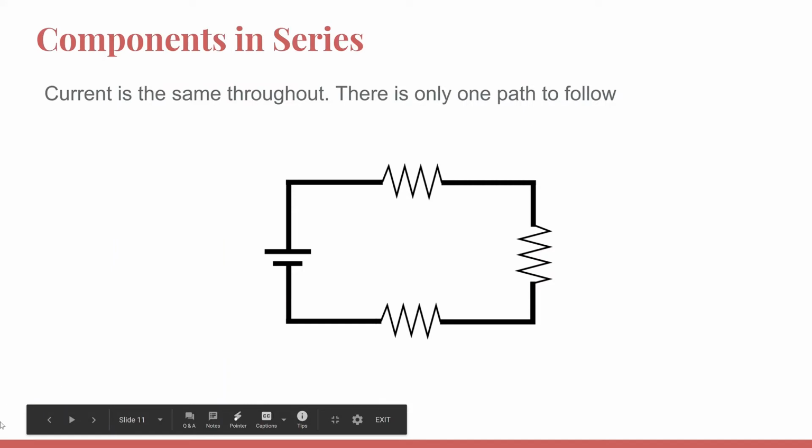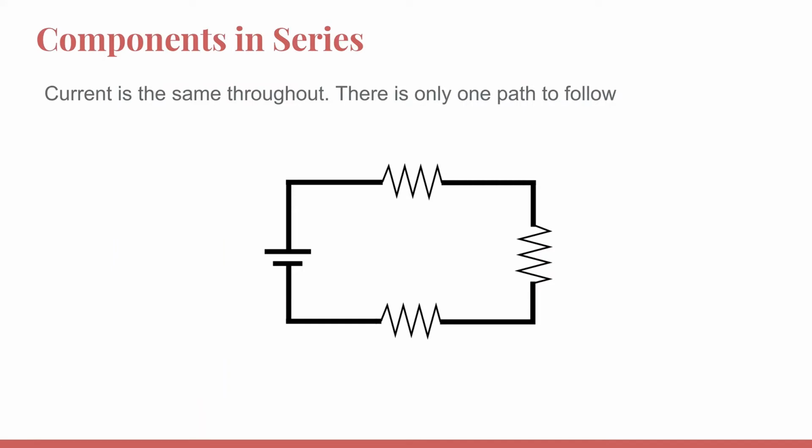There are two ways that electronic components can be connected. The first is in series, shown here. In a series circuit, the current can only flow in one direction, and is the same across all components. The voltage, on the other hand, is divided up amongst the components.